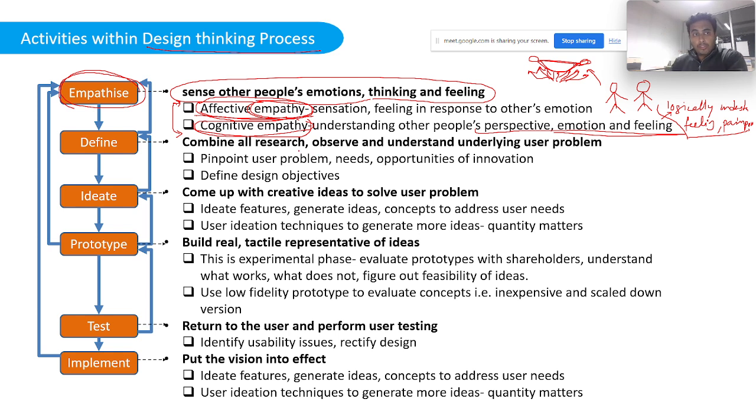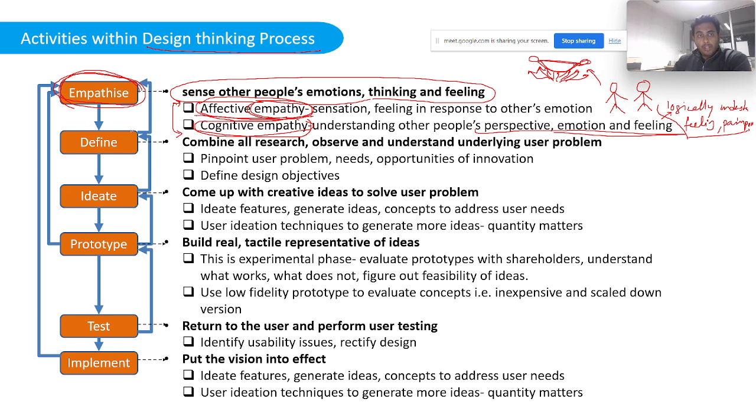Okay, so in a design thinking process, the very first step we do as an activity is empathize. We do user study, we do contextual inquiry, and we try to connect with people, with various stakeholders. From some people we probably gather affective empathy, and for some people we have cognitive empathy.